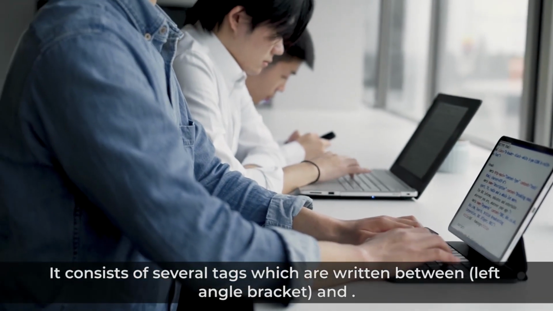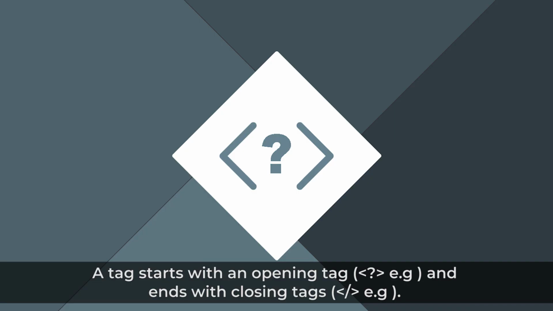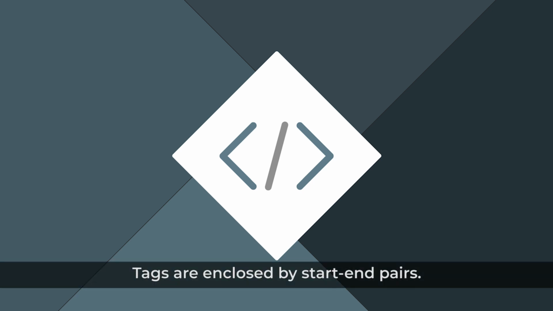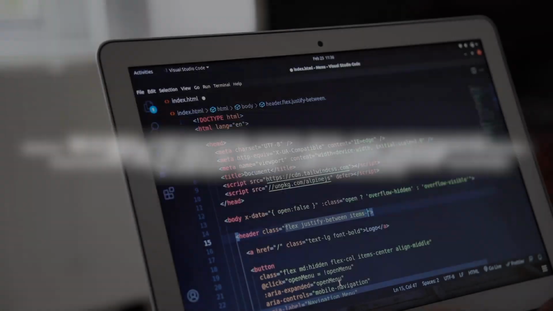It consists of several tags which are written between angle brackets. A tag starts with an opening tag, less than sign, greater than sign, and ends with closing tags, less than sign, slash, greater than sign. Tags are enclosed by start and end pairs. HTML should not be confused for being a programming language. It's more like designing tools for writing about data with clear hierarchies.